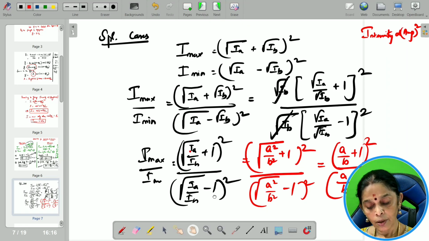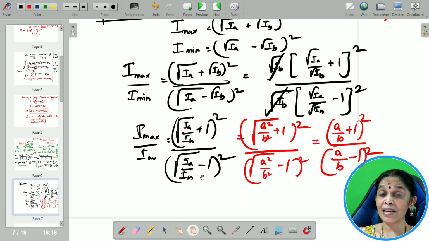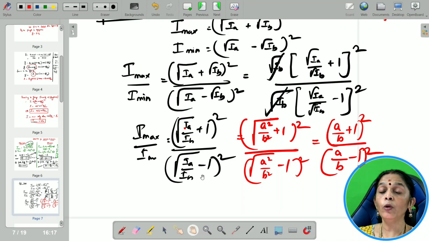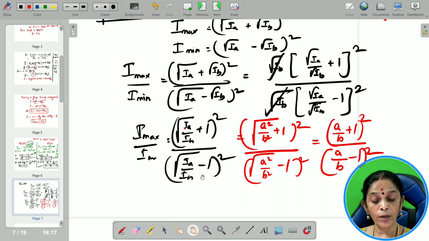You got it? Intensity max by I minima is (root of IA by IB plus 1) the whole square by (root of IA by IB minus 1) the whole square. But in terms of amplitude, it is (A by B plus 1) the whole square divided by (A by B minus 1) the whole square. Sometimes you will be given the ratio of the amplitudes, then you will be asked to find out the intensity ratio. In this case, you can do it directly by knowing the formula. I hope you understand this.